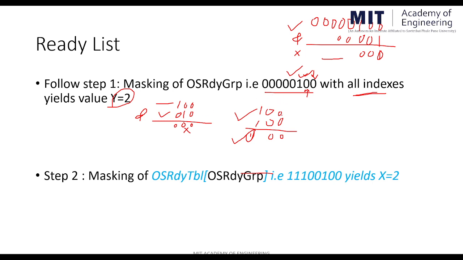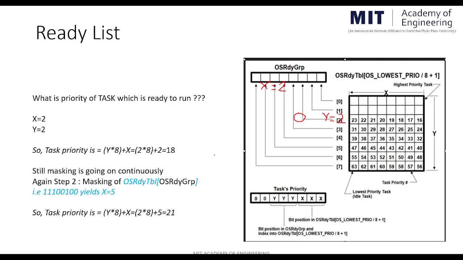Then all the masking is done in step 1. Then it yields the coordinate y for us, or the scheduler. Then by taking this y is equal to 2 value, what can we understand? This is the 2, 0, 1, 2. This is the index. Hence any value from this group is having a task ready to run. So the scheduler has to extract this value now. It has to take this group value now for the masking.